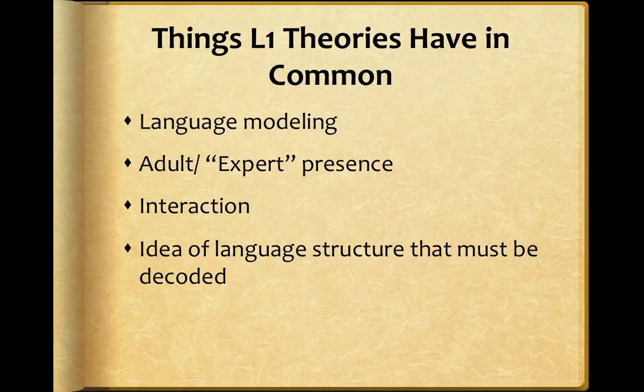Even a baby has to hear language. Like I said, it's not normal for children to not learn a language. If they don't, it's extreme circumstances, and if it's not neurological, it's because they're not hearing language for whatever reason. So interaction is part of the process of language learning. Also, the idea that there's a language structure that must be decoded is in all of these theories.